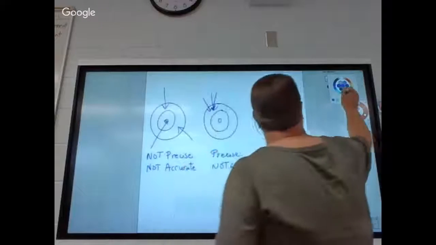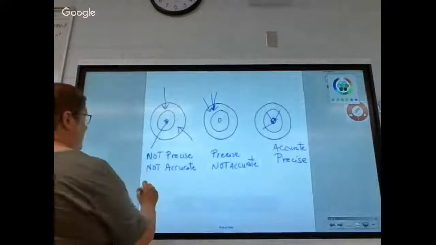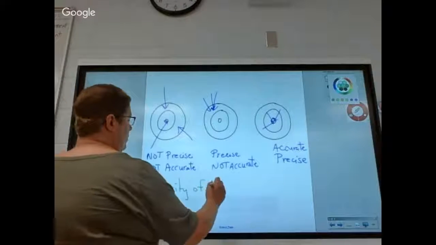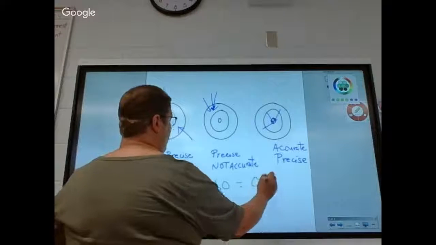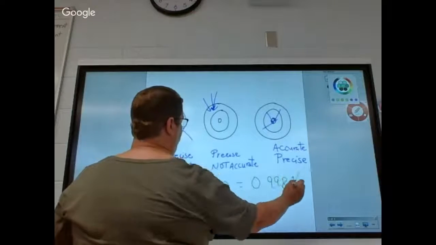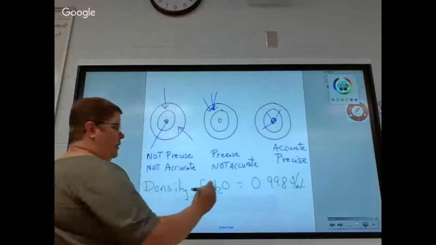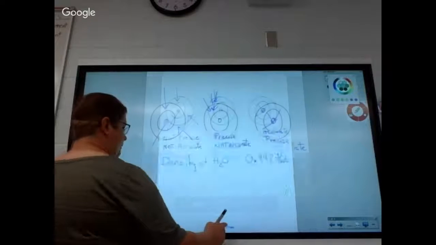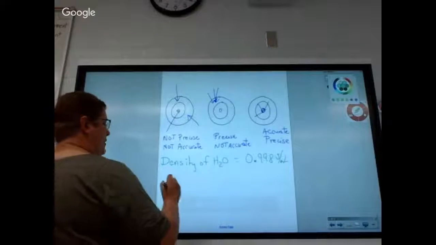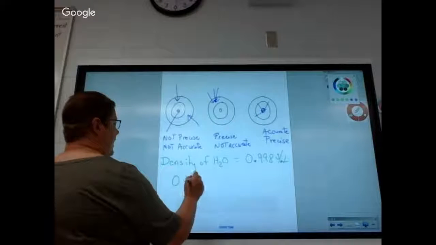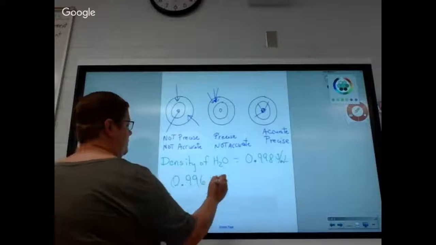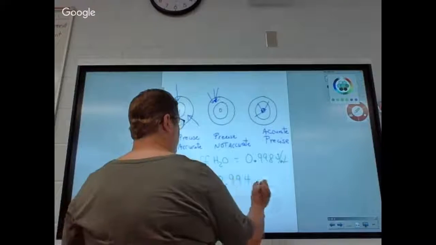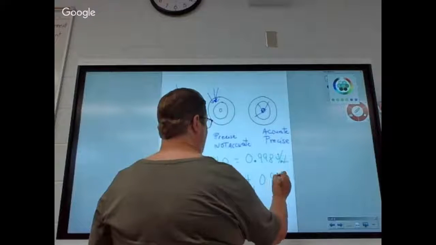But let's say that I have some lab data. Let's say the density of water is 0.998 grams per milliliter. Let's not say it is, it really is that. Okay? Now, that's its density. Let's say that you guys got some data of 0.996, 0.994, and 0.989.